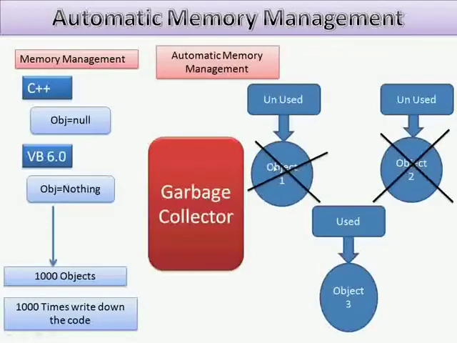If I have objects 1, 2 and 3, your garbage collector continuously searches for unused or unreferenced objects. If it finds an unused or unreferenced object, then it immediately deallocates the memory of that object. The time is not specified. It is started by the common language runtime. So the memory is handled automatically, and that's why it's called automatic memory management. In C++ and VB 6.0 this is a disadvantage, but .NET solves this problem using a garbage collector. So we don't take care of memory management. This is handled by the garbage collector.